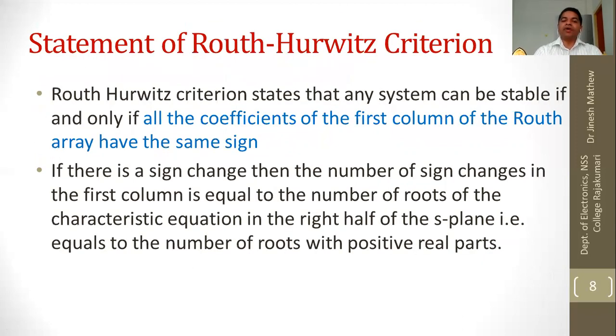The statement of Routh-Hurwitz criterion is, Routh-Hurwitz criterion states that any system is stable if and only if all the coefficients of the first column of the Routh array have the same sign. You will see what the Routh array is. If there is a sign change, then the number of sign changes in the first column is equal to the number of roots of the characteristic equation in the right half of the S-plane. That is equal to the number of roots with positive real parts.